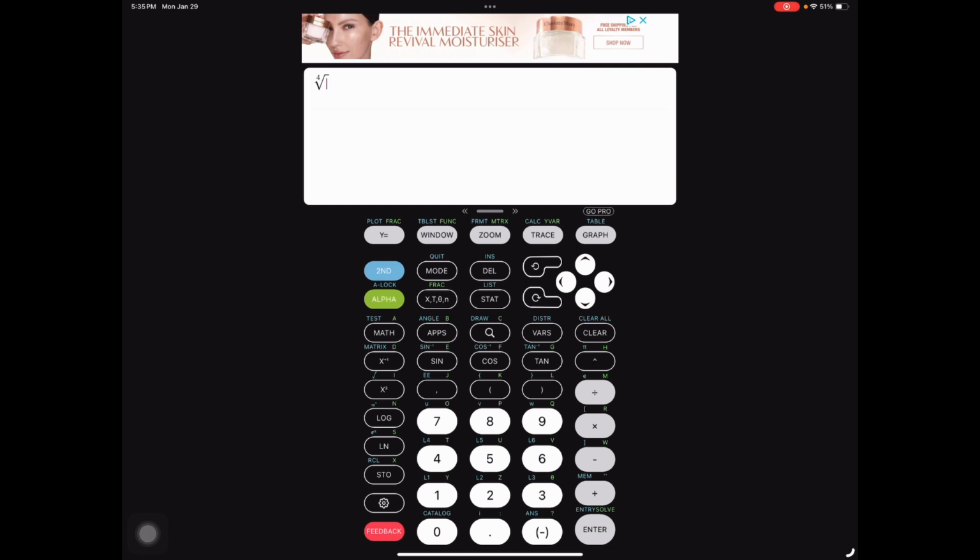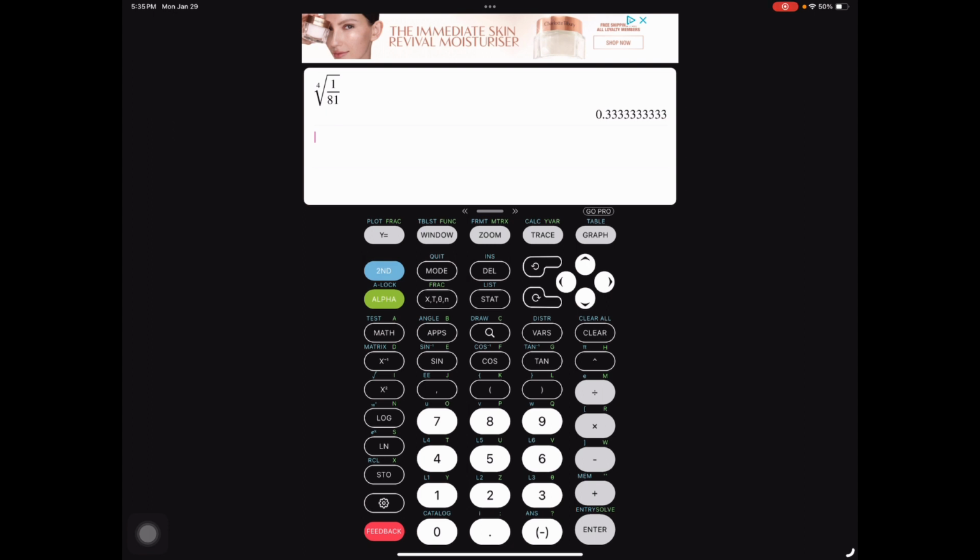Here we have a fraction. So we want to hit alpha y equals and pick option 1 for our fraction template. And then we're going to do 1 in the numerator and go down and do 81 in the denominator. And then arrow over to the right to get out from underneath that fourth root and hit enter.